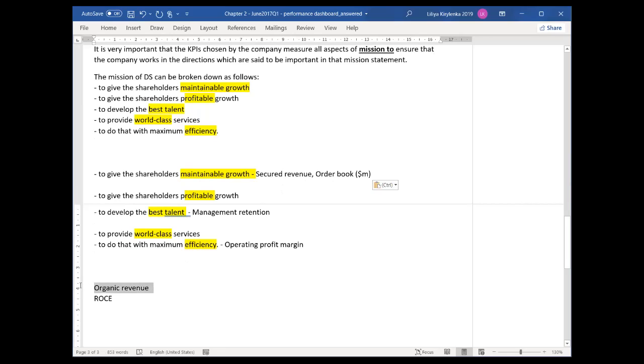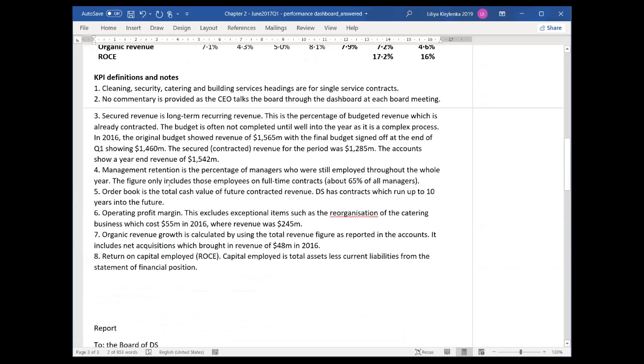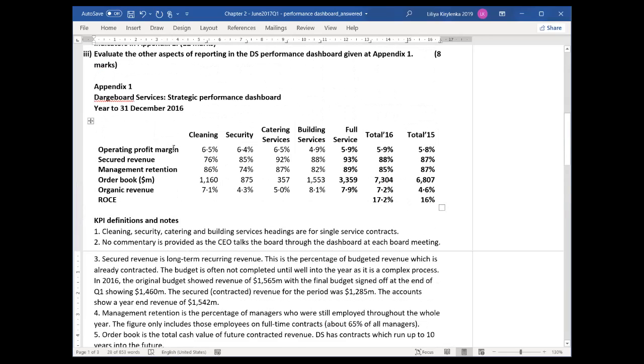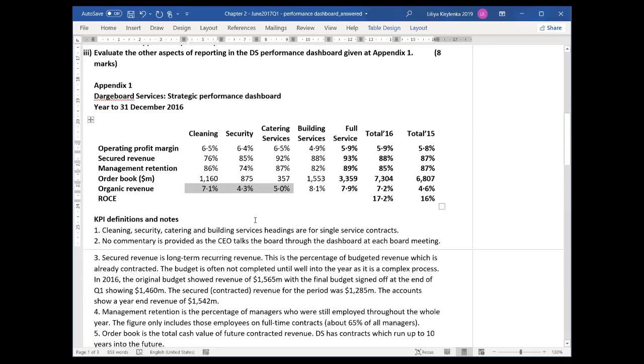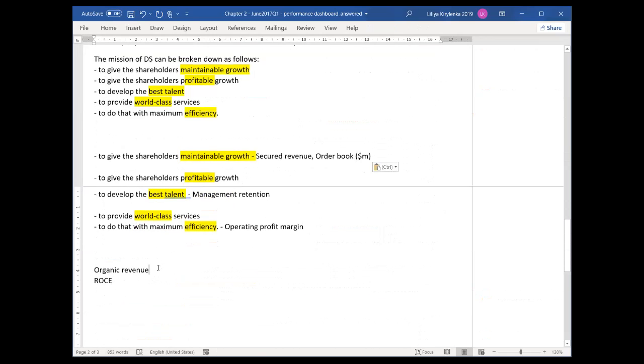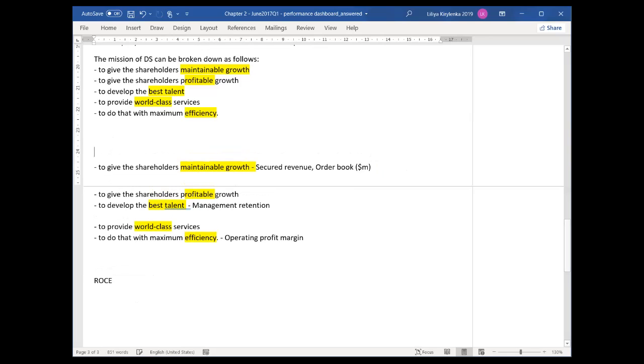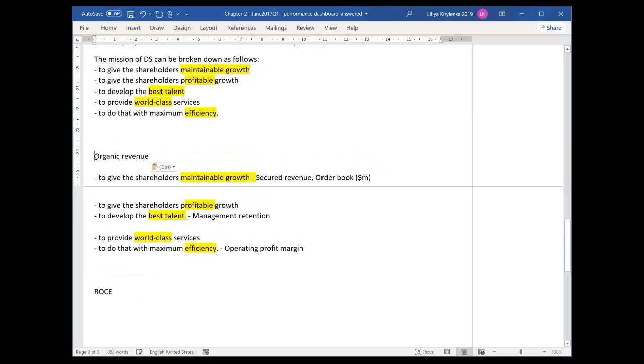Okay, organic revenue. What is organic revenue? Let us have a look. Organic revenue is calculated by using the total revenue figure as reported in the accounts. So organic revenue is shown as a gross. So it looks like it talks about gross, but it does not talk about maintainability or profitability of the gross. So I will put that separately, like here.